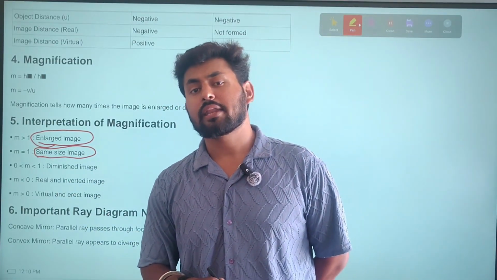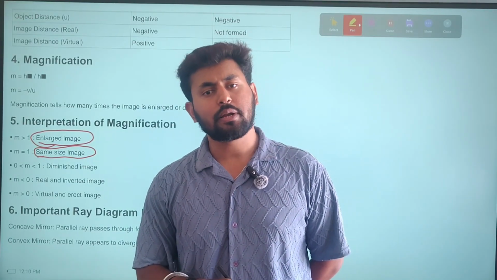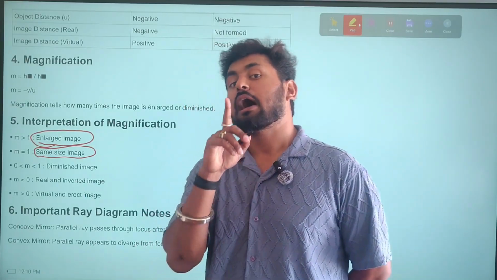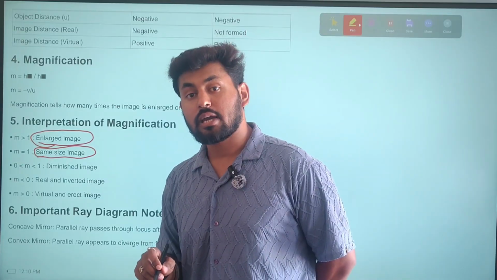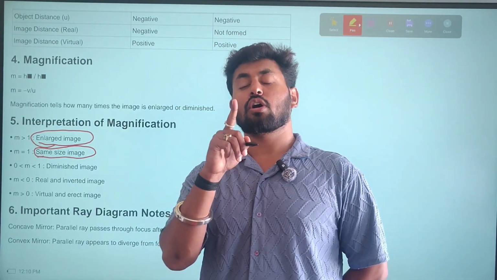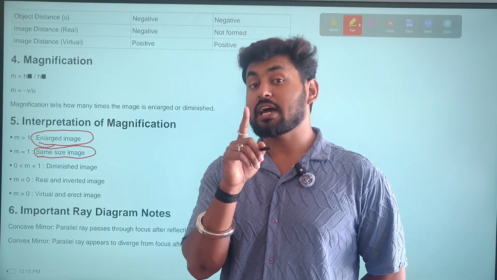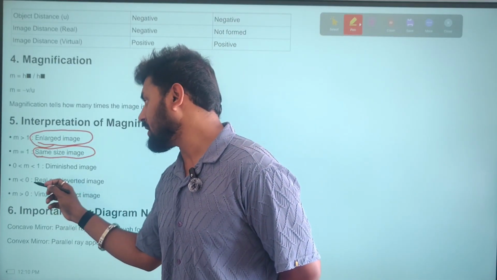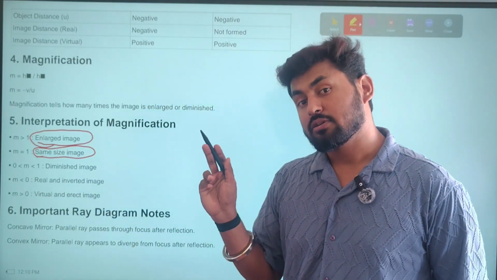Now I request everyone, whomsoever is watching, can you please comment in the comment box that in which ray diagram of concave mirror I had the size of the image and size of the object the same. Can anyone comment in which case of ray diagram of concave mirror the object size and image size is the same?